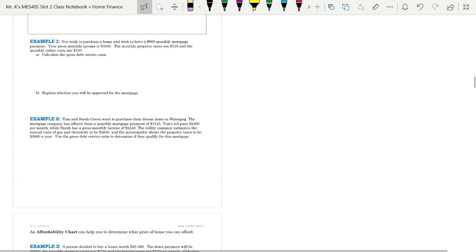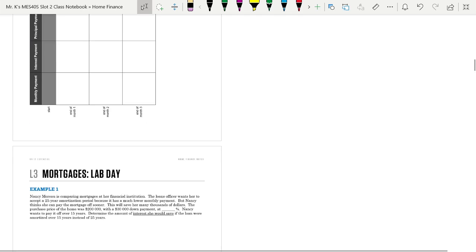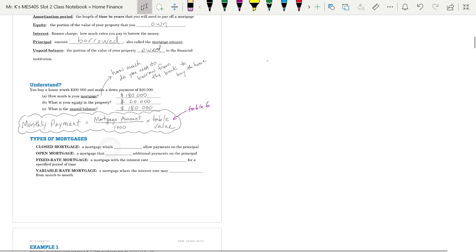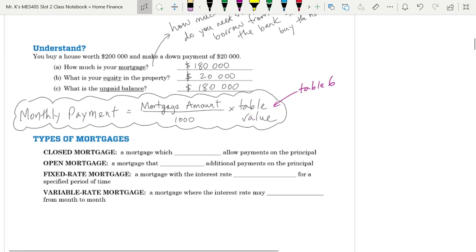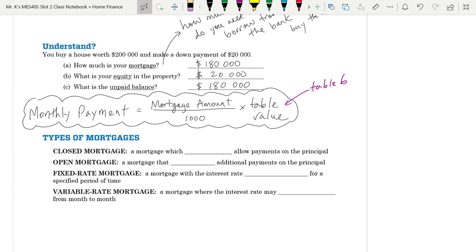Okay, back to lesson 1 here. Okay, types of mortgages. What types of mortgages are there? Well, there's first of all a closed mortgage, which is a mortgage which does not allow payments on the principal.